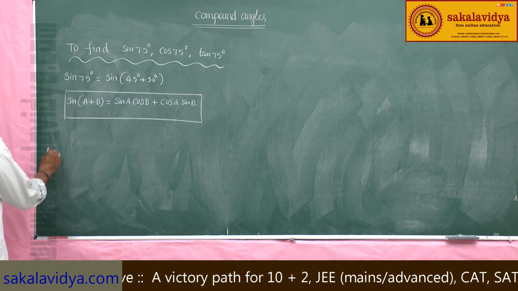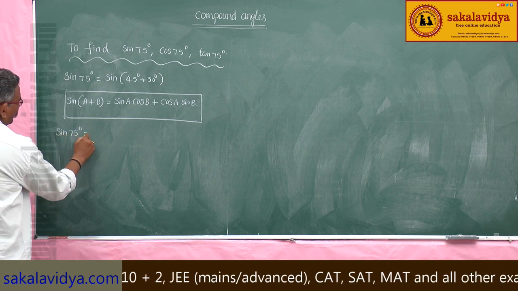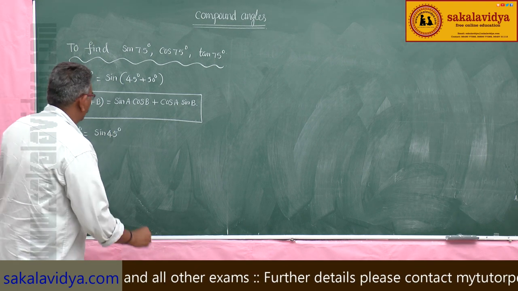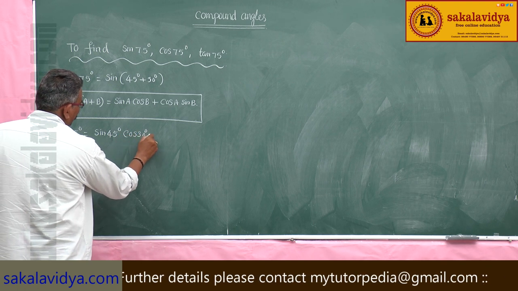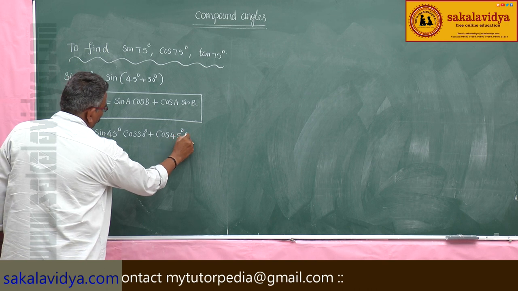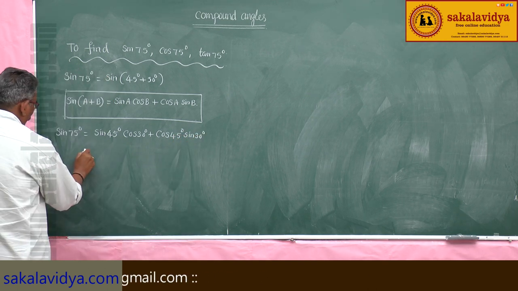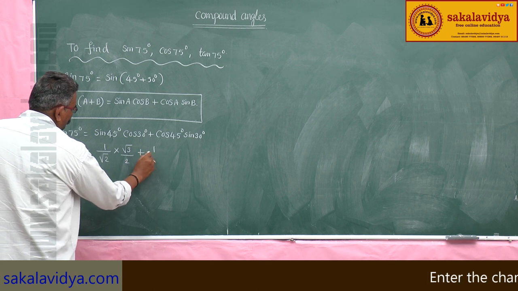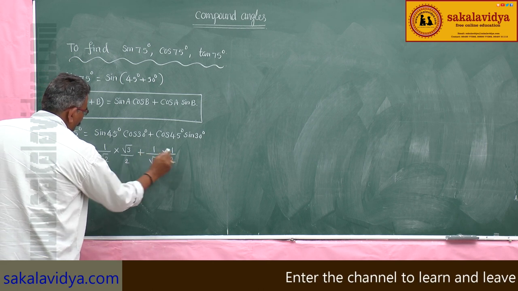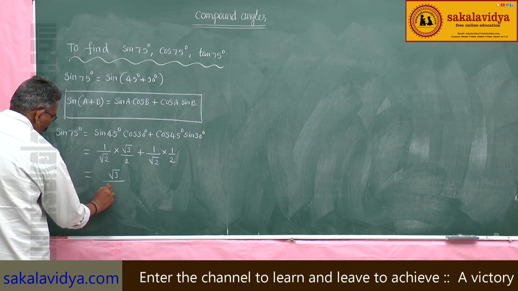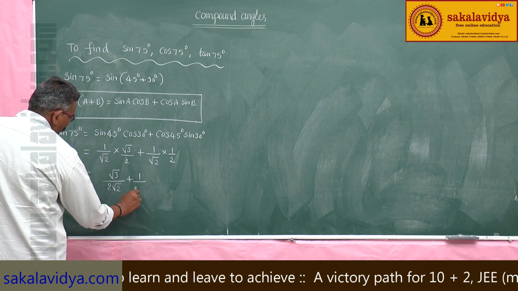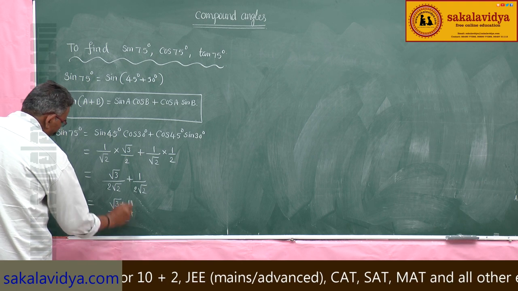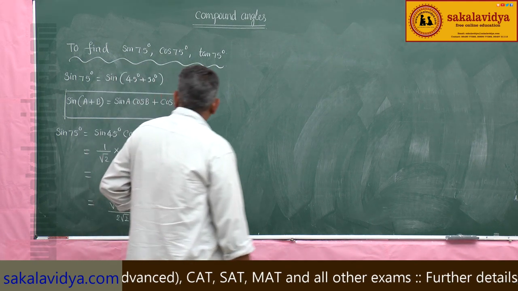So, using this, now sin 75 degrees is equal to sin 45 cos 30 plus cos 45 sin 30. Sin 45 is 1 by root 2, cos 30 is root 3 by 2, cos 45 is 1 by root 2, sin 30 is 1 by 2. Root 3 by 2 root 2 plus 1 by 2 root 2. This is root 3 plus 1 by 2 root 2. This is sin 75.